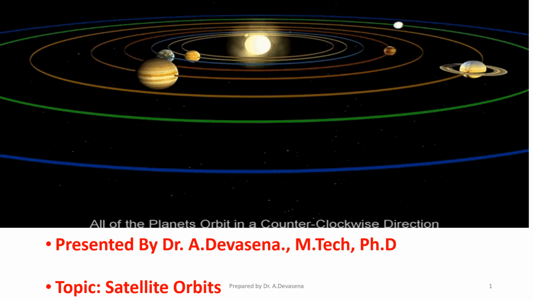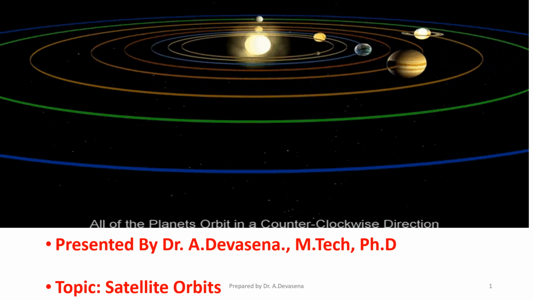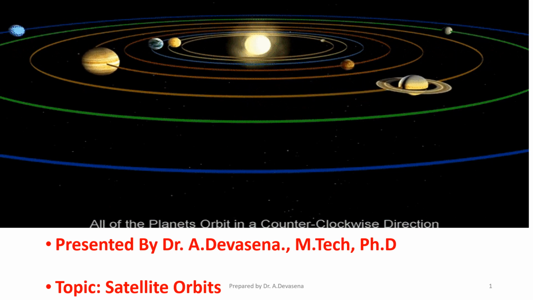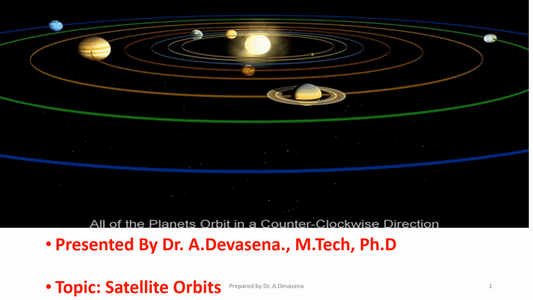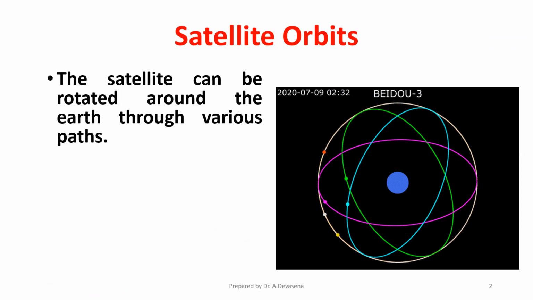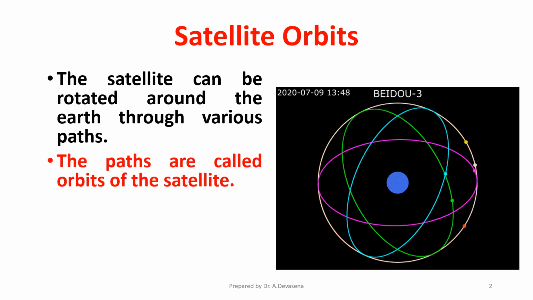Good morning. I'm Devasena. In this lecture, we are going to discuss satellite orbits. The satellite can be rotated around the Earth through various paths. The paths are called orbits of the satellite. These orbits are used to cover the specific application areas.